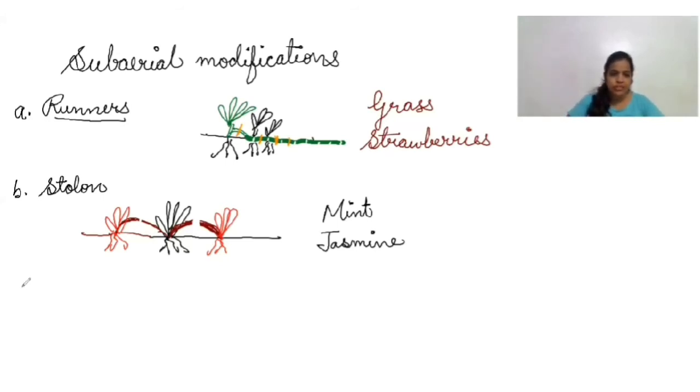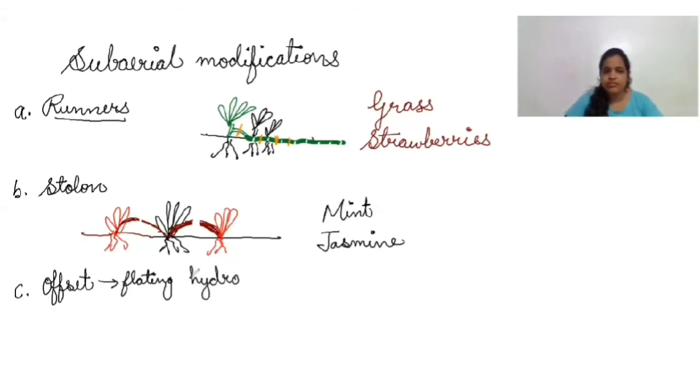Then we have type C, and the type C is offset. Now these offsets are a bit different from the rest of the ones. These offsets are seen in aquatic plants, the floating hydrophytes. Floating hydrophytes have these types of modifications.